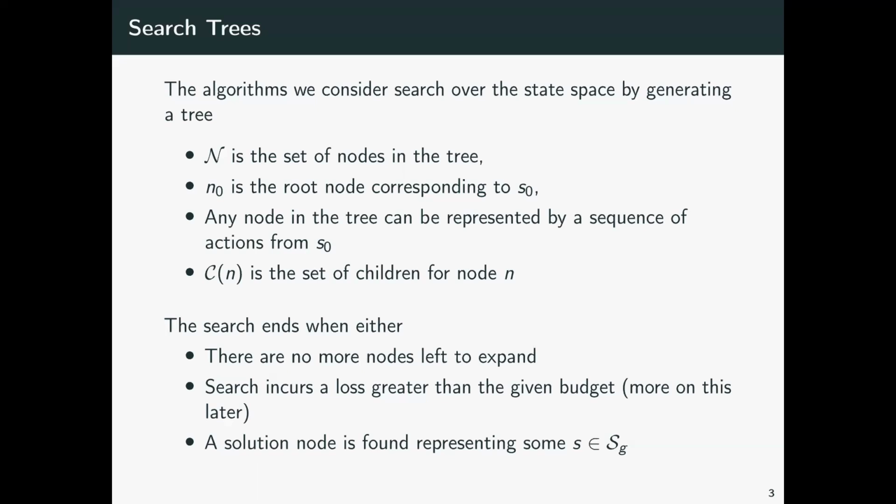The second is that the search incurs a cost greater than our budget, usually measured in node expansions. Maybe we'll say that the algorithm has 1,000 iterations it's allowed to do, and once it hits that limit, it has to stop. That's an outcome where the search terminates, but we don't actually know what the solution was. The third is that we were able to find the solution within our given budget, by the algorithm expanding a state that was in our collection of goal states.